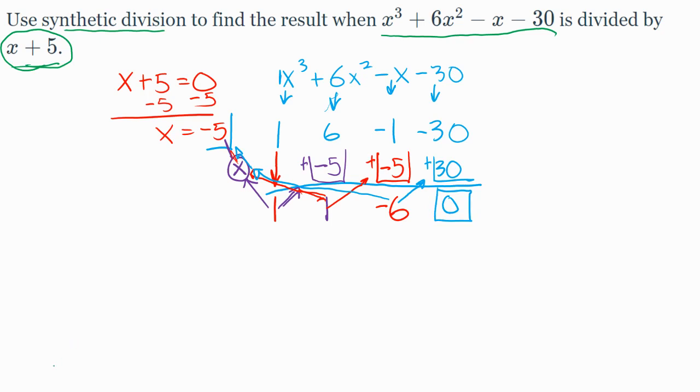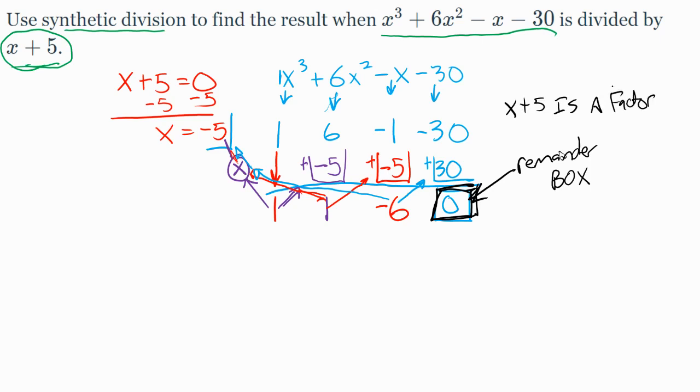Now, that 0 is awesome. It means that we have no remainder. This is the remainder box. The last number is always the remainder. In this case, the remainder is 0, which means that x plus 5 is a factor of this cubic polynomial. Now, that wasn't the question we were asking. It says, hey, find the result of division.